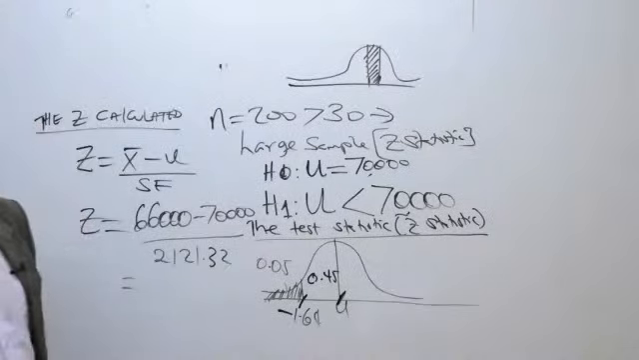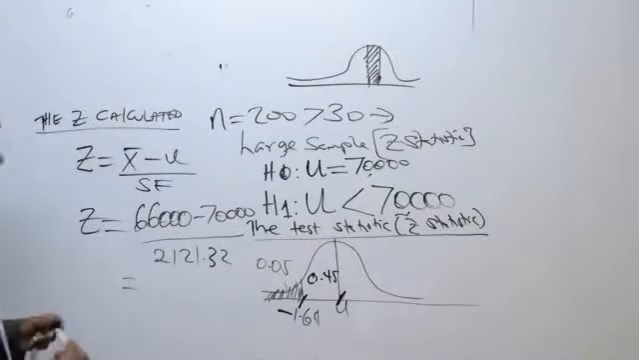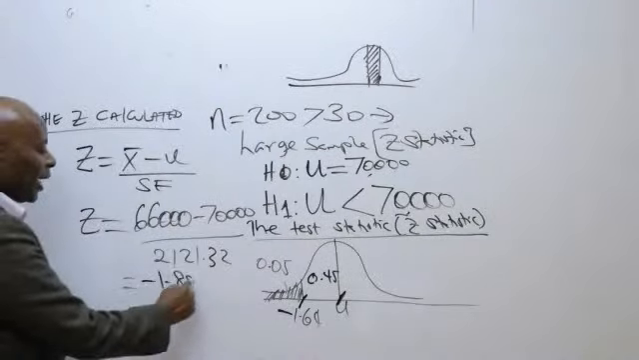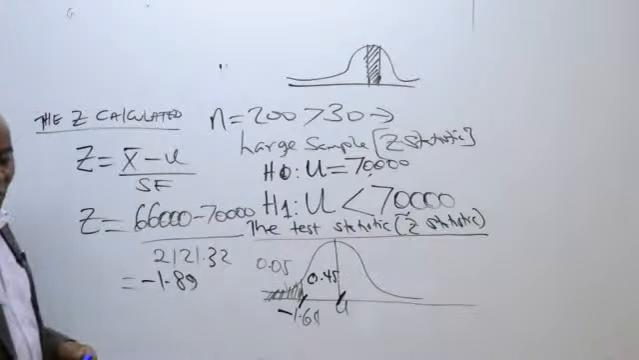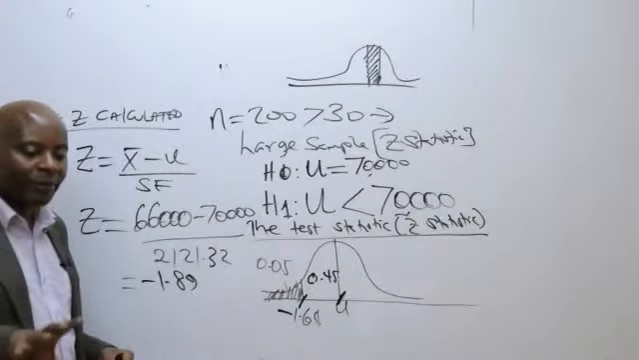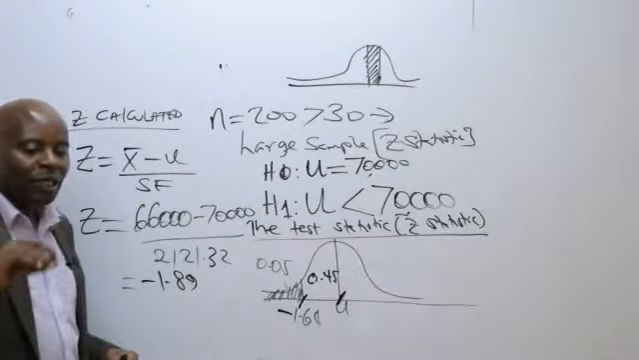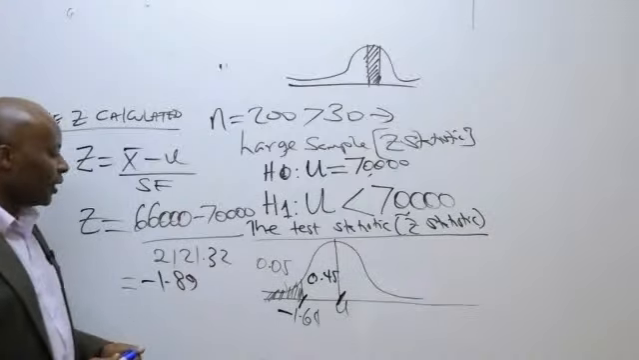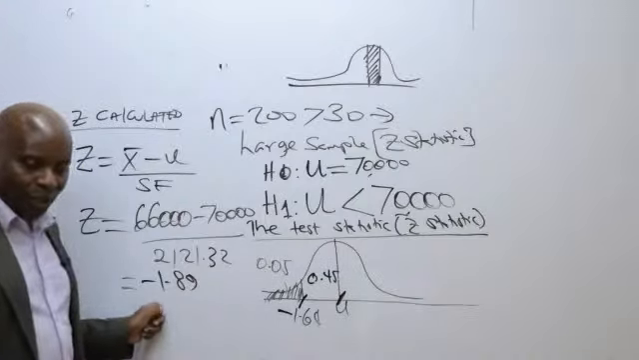Yes, according to Denzel, she's giving me a figure of negative 1.89. Is there any other student who can confirm? Yes, Lokai has gotten the same, save for rounding off errors. We have this negative 1.89. Let's adopt this.